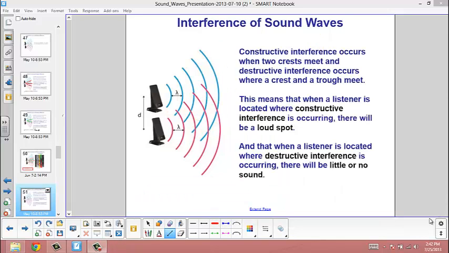Again, sound waves exhibit interference. Constructive interference occurs when two crests meet, and destructive interference occurs when a crest and a trough meet. This means that when a listener is located where constructive interference is occurring, there will be a loud spot, and that when a listener is located where destructive interference is occurring, there will be little or no sound.